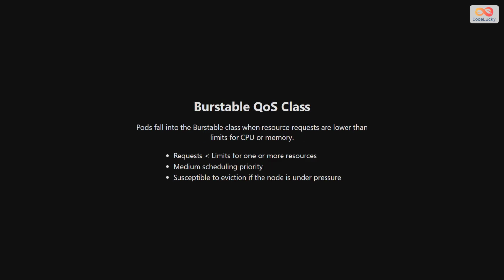The Burstable class applies to pods whose resource requests are lower than their limits for one or more resources, such as CPU or memory. This allows the pod to use more resources than requested if available, but guarantees less than its maximum. Burstable pods have medium scheduling priority and can be evicted if the node becomes resource constrained.